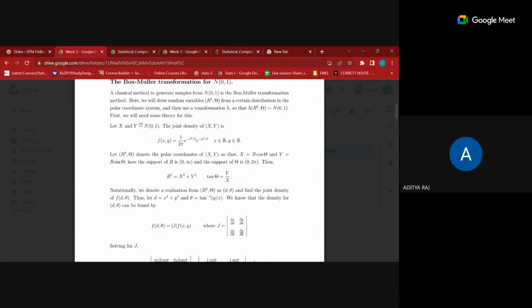It's quite tough, no? Are you aware of polar coordinates? Have you studied it in some courses? Yeah. Then it should be quite simple, right? It's nothing, just some mathematics going on finding relations.